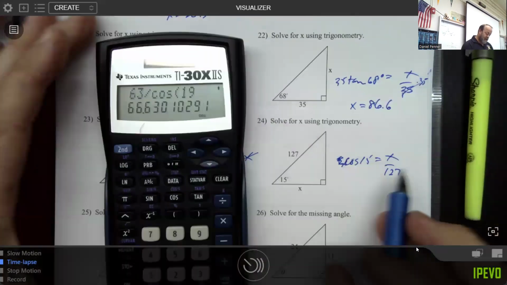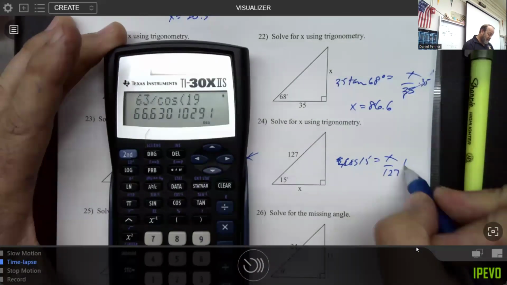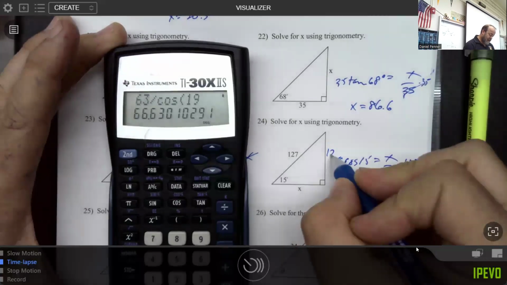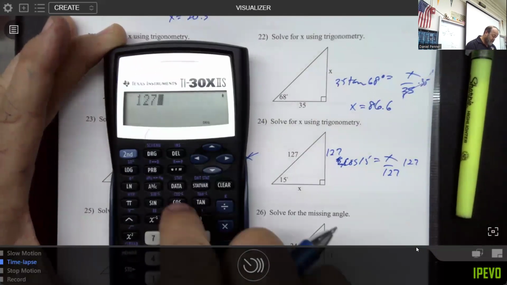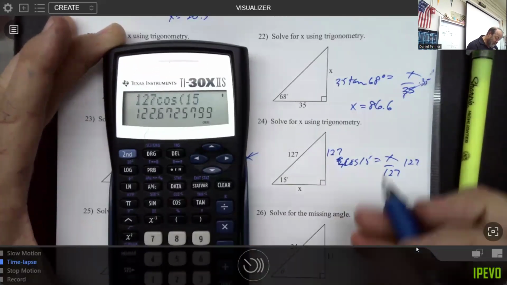But over here, the x is in the numerator, so I just need to multiply both sides by 127 cosine 15. X would be 122.7.